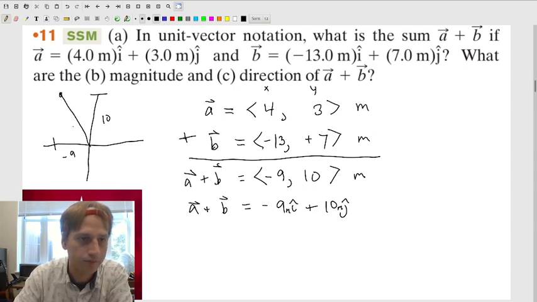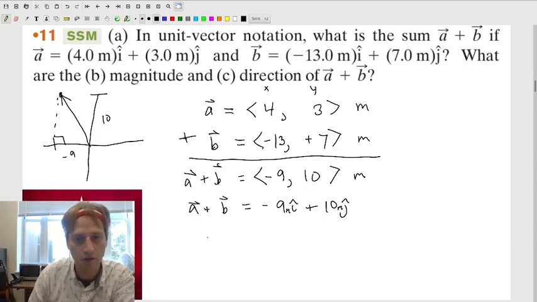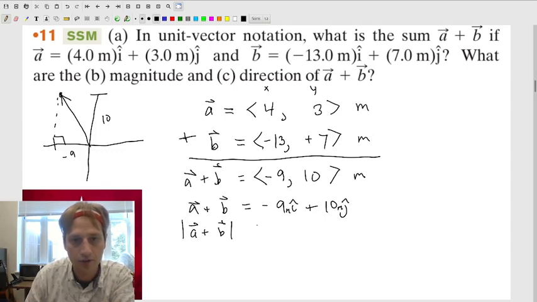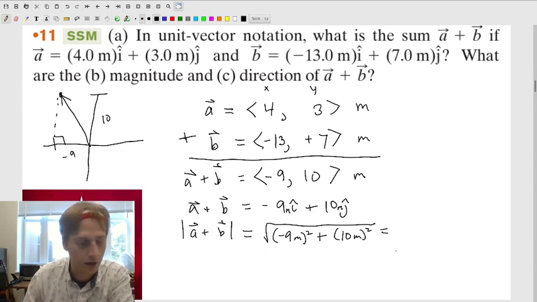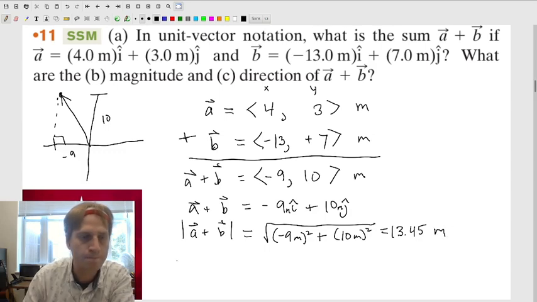There's my vector. If I want to find the magnitude, that's how long this vector is, I would just use my Pythagorean theorem. The magnitude, and the way we write that is with the absolute value lines on the sides, is going to be the square root of 9 squared plus 10 squared. You can stick that in your calculator, and that should give you around 13.45 meters.